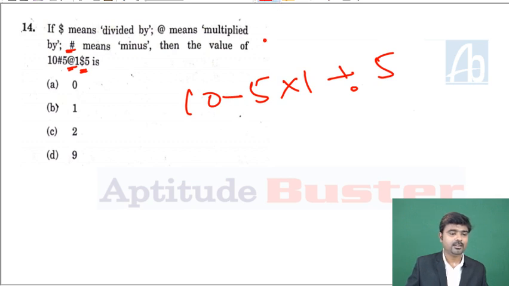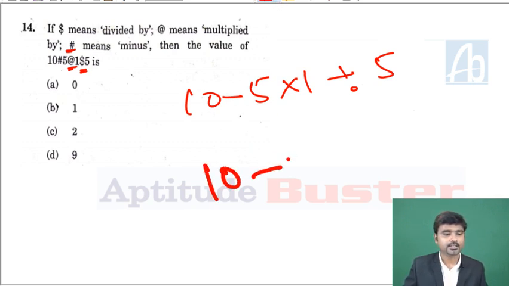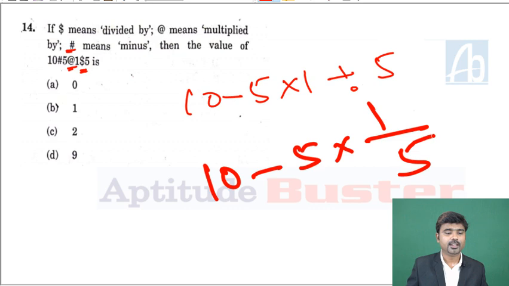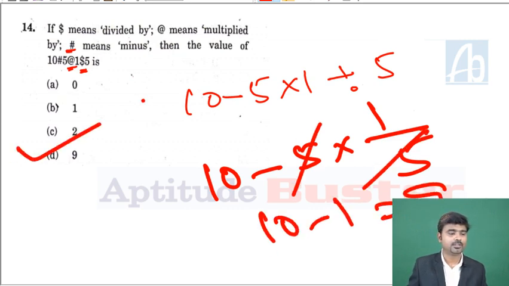See, it's a very easy question. 10 minus 5 into 1 by 5. 5 gets cancelled. 10 minus 1. The answer is 9 for this question. The answer for this question is 9. Have you understood?